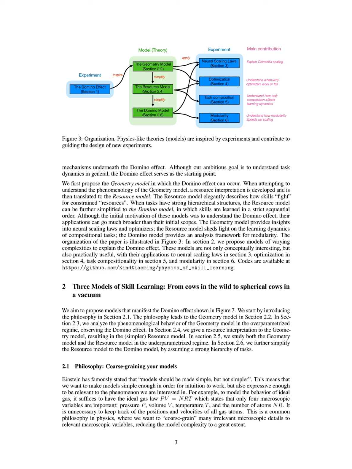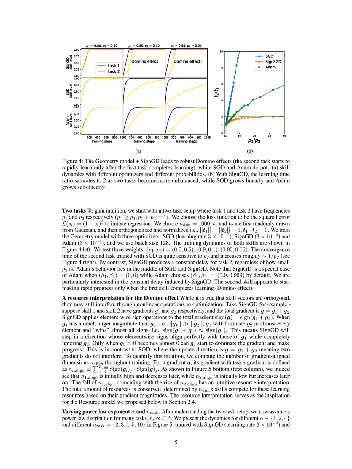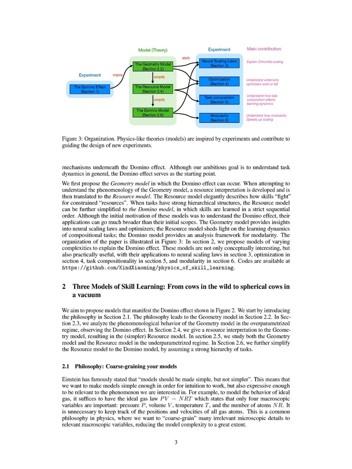As the model is trained, the learning dynamics reveal the domino effect, where the second task begins to learn rapidly only after the first task has completed learning. This sequential learning occurs because the gradients of the tasks interact non-linearly during optimization, particularly with optimizers like SignGD, which can cause one task's gradient to dominate and delay the learning of subsequent tasks until the first task's gradient diminishes. Thus, the geometry model captures the intricate dynamics of skill learning, leading to the observed domino effect.